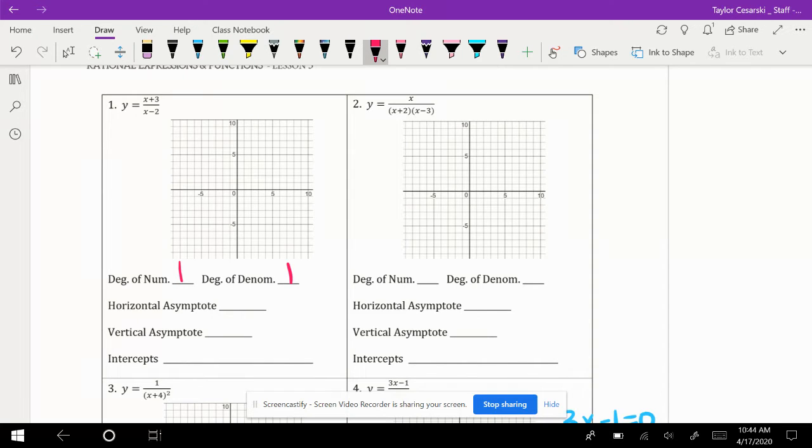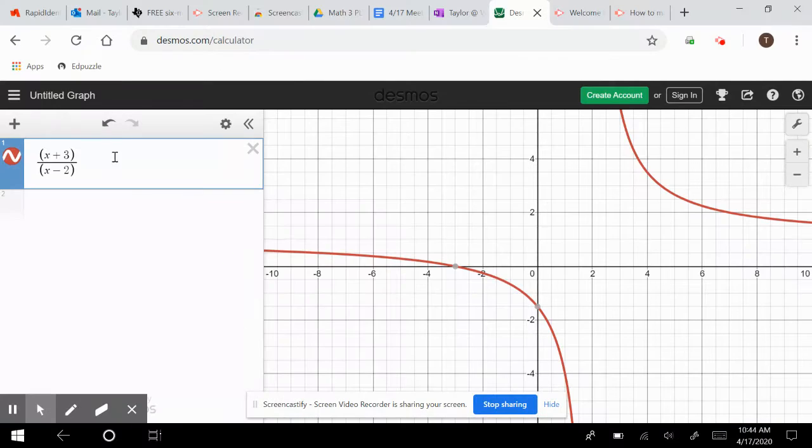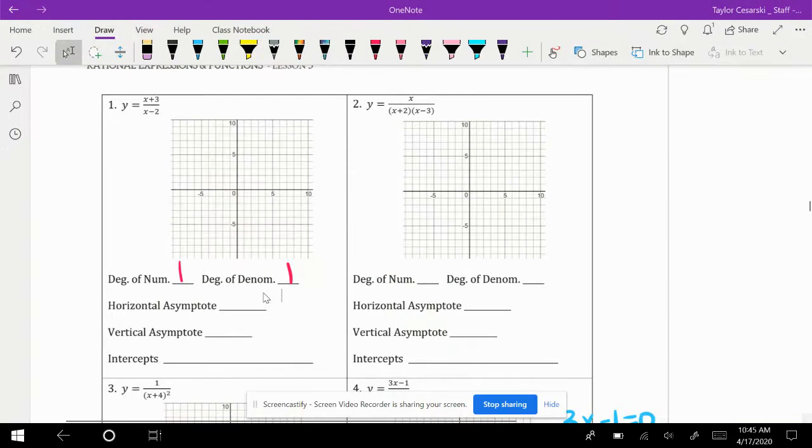All right, so next, in order to find the horizontal asymptote, vertical asymptote, and intercepts, I'm actually going to graph it. So in order to graph it, I've already typed this into Desmos. Okay, you can do a Desmos on your phone, Desmos on a calculator, your graphing calculator, etc. So I'm actually going to look at the intercepts first. That's where it crosses the x-axis, which is negative 3, 0, and where it crosses the y-axis, and that's 0, negative 1.5. So I'm just going to go ahead and add these into my intercepts.